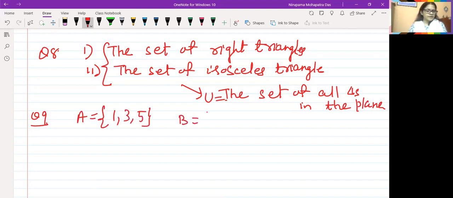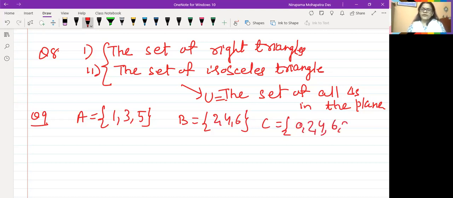Set B is 2, 4, 6. Set C is 0, 2, 4, 6, 8. Okay, so which of the following? You are given 4 options. Okay, so you can just see the book if you have the book right now.